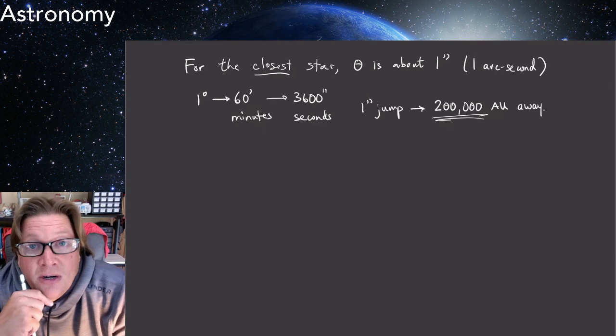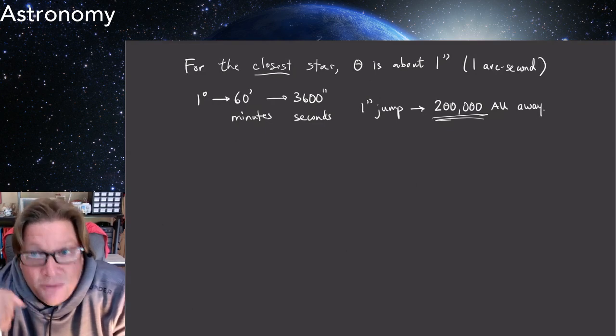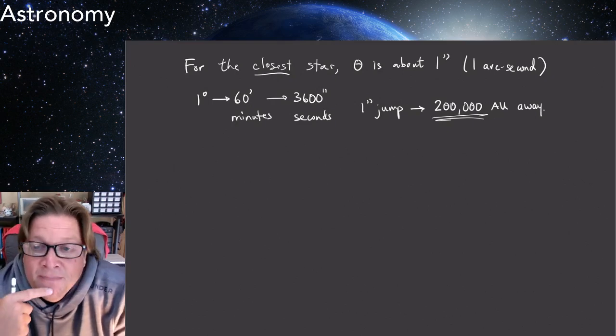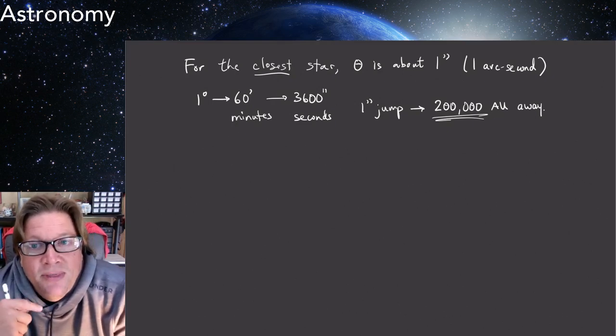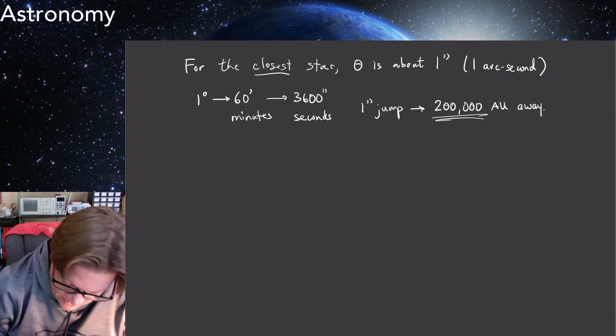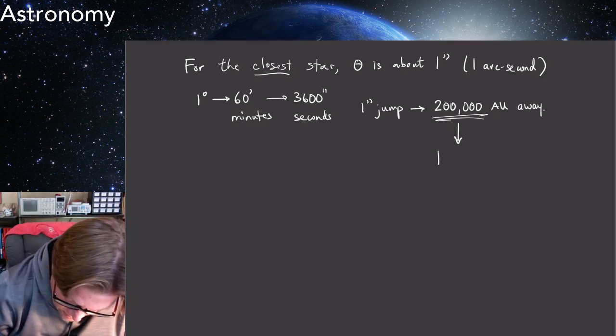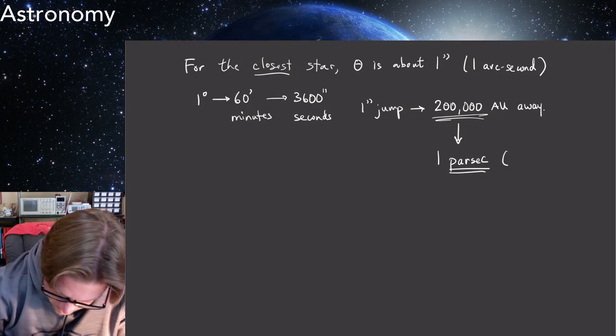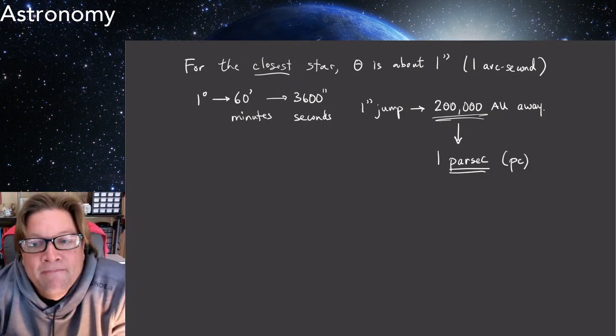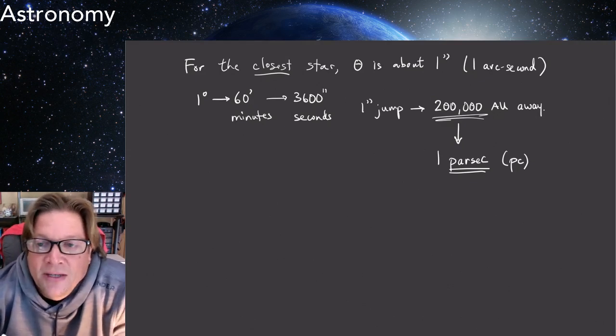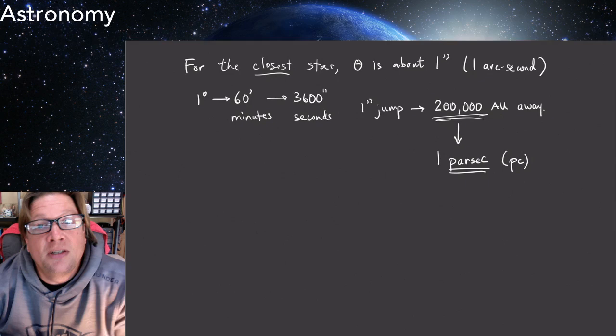But when we talk about stars, they are so far away that we have to scale up again and use a different unit. Because it turns out to be convenient, 200,000 AUs is 1 parsec. The abbreviation for parsec, you'll see in the book, is PC. Parsec stands for parallax second. It's the distance you get if the parallax jump is 1 arcsecond. So it turns out to be an important thing, and that sets the scale for distances between stars.